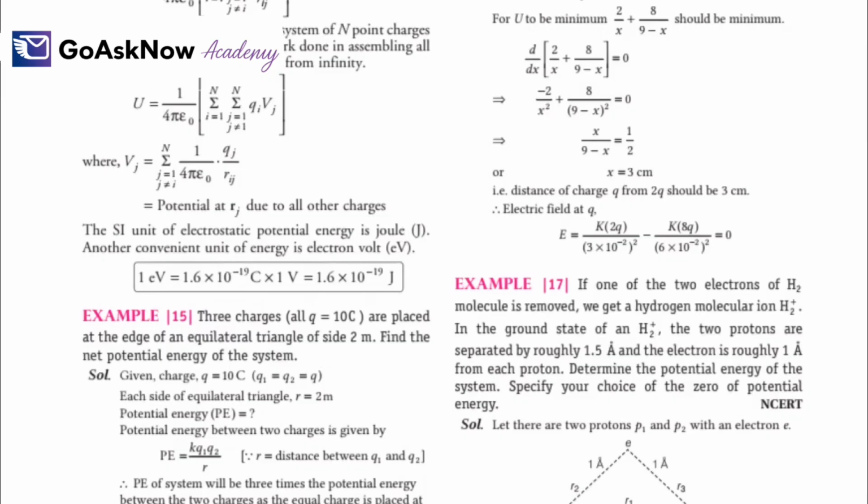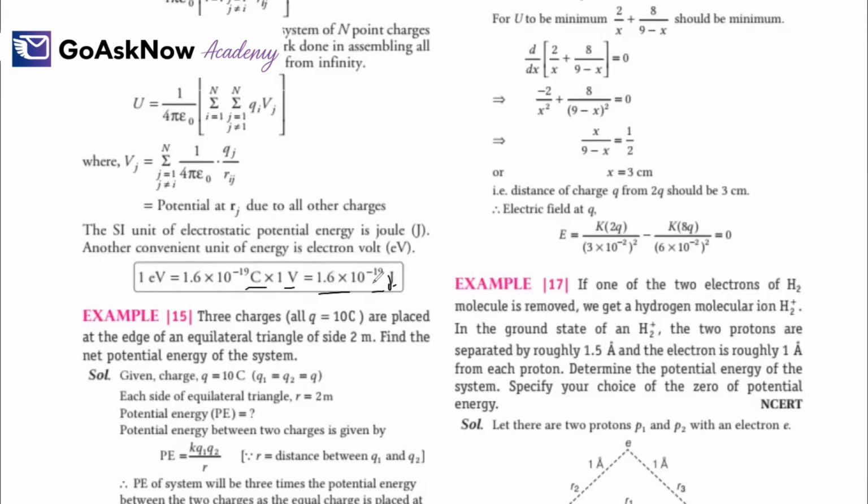Because an electron volt is written as electronic charge into 1 volt. That is why 1.6 into 10 power minus 19 coulomb is multiplied by 1 volt, and it comes out equal to 1.6 into 10 power minus 19 joule. Okay, because coulomb and volt multiplied give you joule.